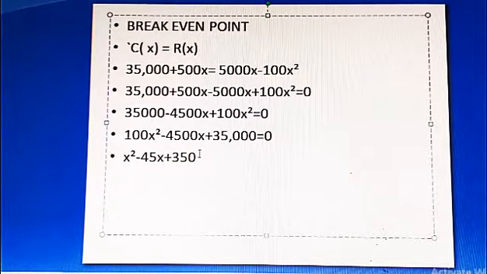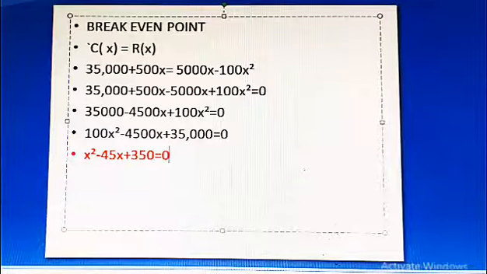Okay students, what we are doing? We are dividing the three terms by 100. The next equation: all three terms are divisible by 100. So we get x square minus 45x plus 350, which is equated to 0.